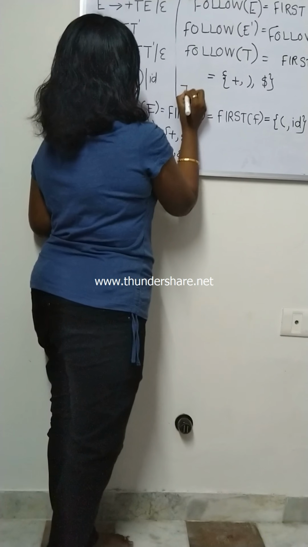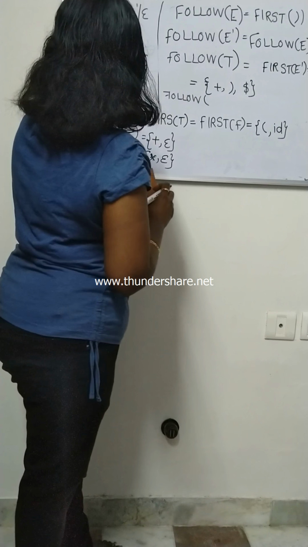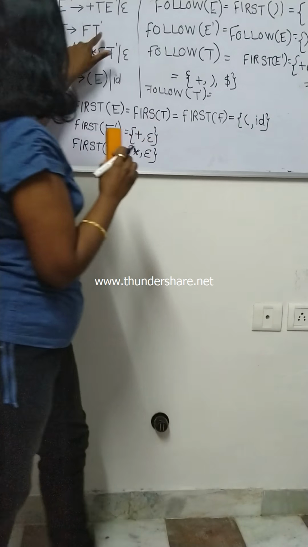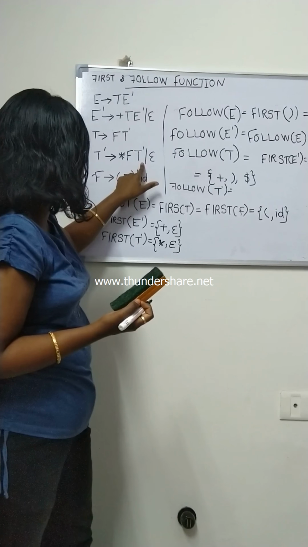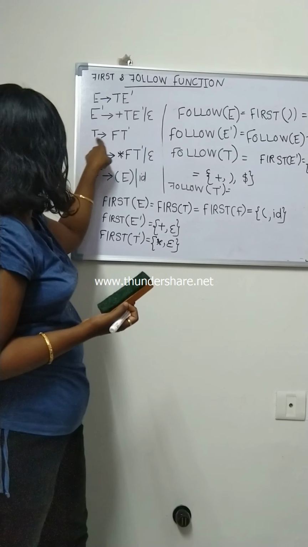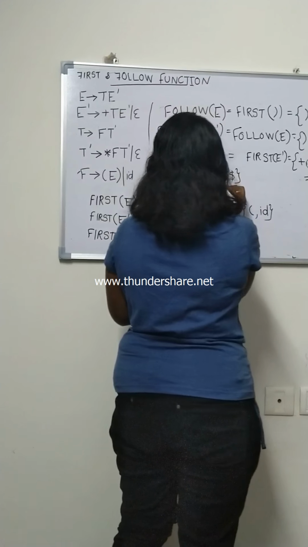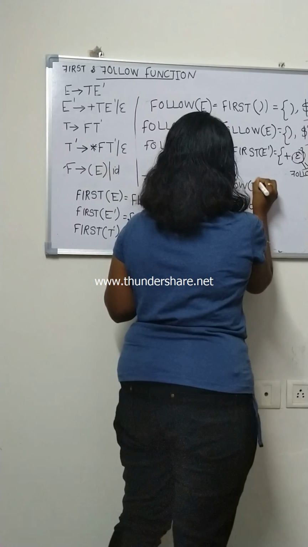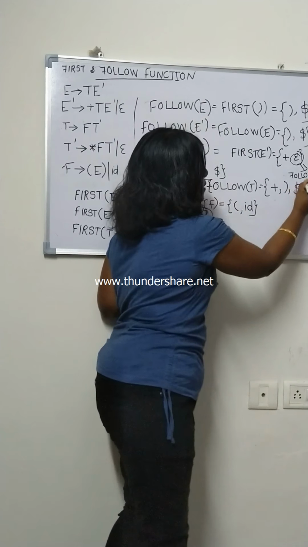Now I am going to find follow of T dash. Followed by T dash I don't have any other value, and coming to the next production I have one more T dash, and followed by T dash I don't have any value. So I have to write follow of T as per rule 3. So here it is follow of T, that is equal to plus, close parenthesis as well as dollar.